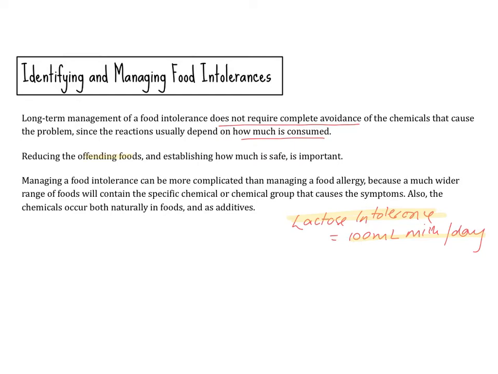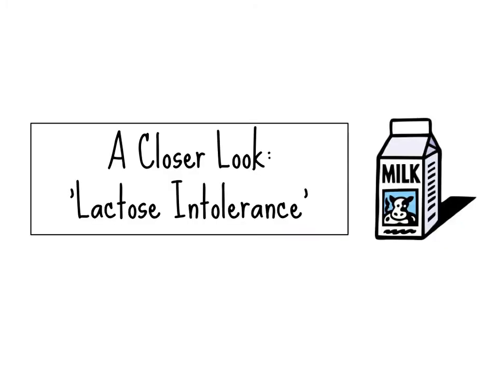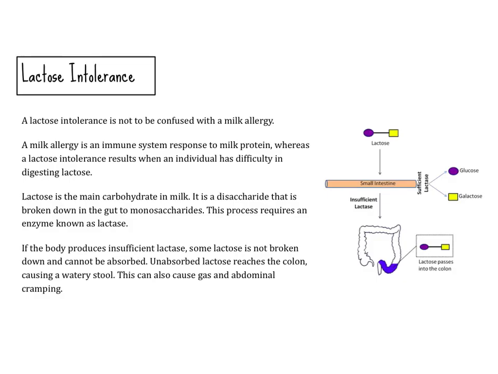However, if somebody has an intolerance, they still can tolerate small amounts of that food. Now, reducing the offending foods and establishing how much is safe is important, and this often varies from person to person. Managing a food intolerance can be more complicated than managing an allergy because a much wider range of foods will actually contain the specific chemical or the group of chemicals that causes the symptoms. Also, the chemicals can occur both naturally in foods and also as additives, which is another challenge of managing a food intolerance. So as mentioned, we're going to have a look at lactose intolerance in more detail. Now, a lactose intolerance is not to be confused with a milk allergy.